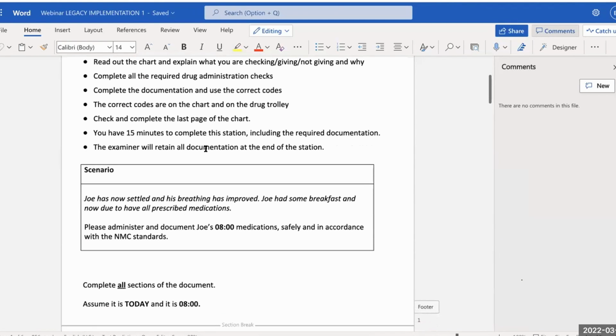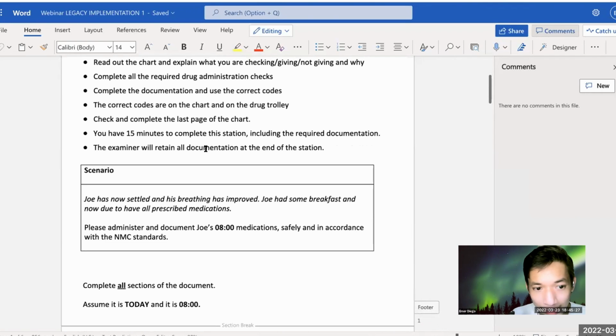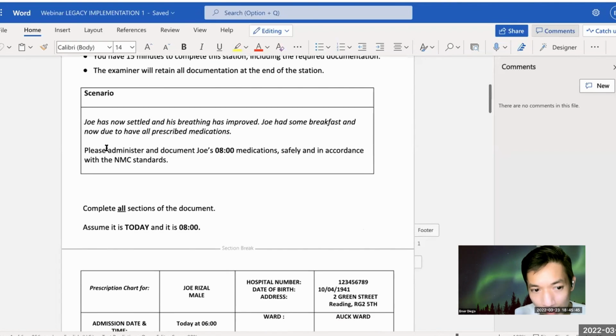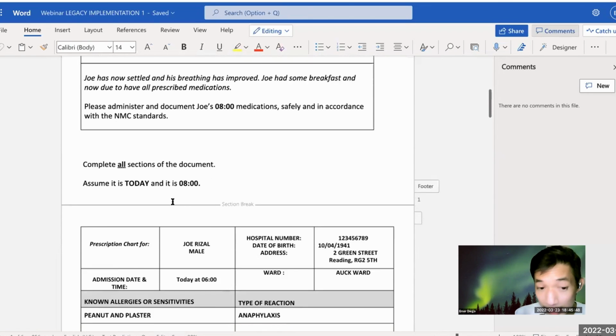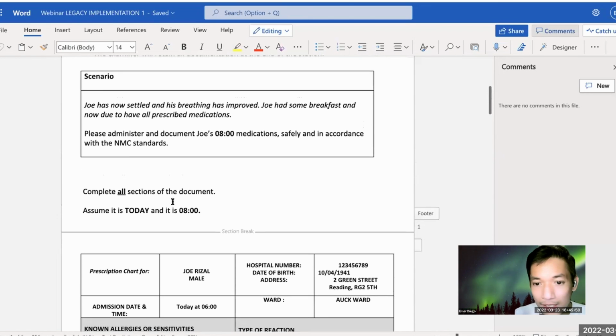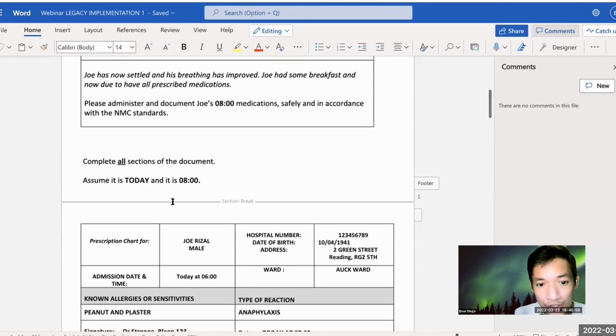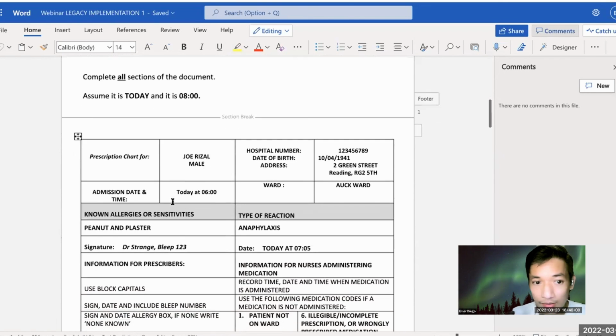So this is an example of a scenario. Joe has now settled and his breathing has improved. Joe had some breakfast and is now due to have all prescribed medications. Please administer and document Joe's 8 o'clock medications safely and in accordance with the NMC standards. Complete all sections of the document, assume it is today, and it's 8 o'clock in the morning. Based on the scenario, that means you're meant to administer all of Joe's medication in the morning, at 8 o'clock. So you will start by reading this.